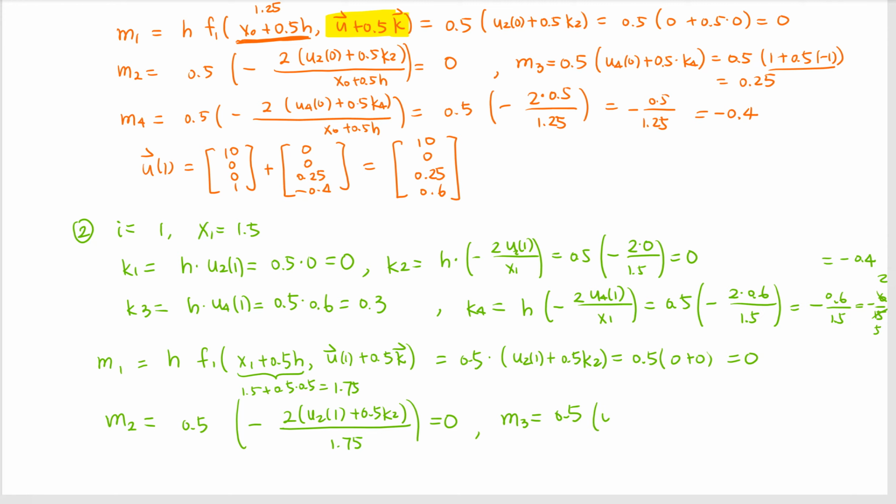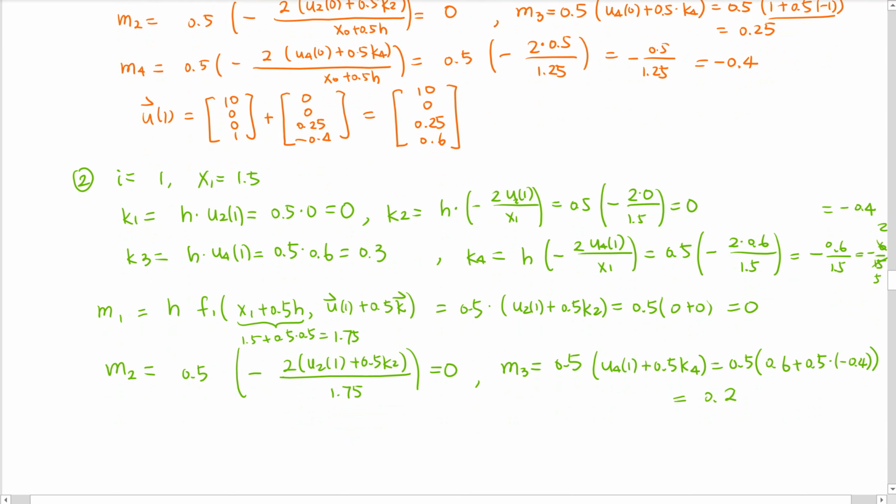Okay, update the value. So this is U4 of 1 plus 0.5 K4. U4 of 1 is 0.6. K4 is negative 0.4. Okay, negative 0.4 times 0.5 is negative 0.2. 0.6 minus 0.2 is 0.4. 0.4 times 0.5 is 0.2. Is that okay, everybody? You can also put this in your calculator and calculate it.